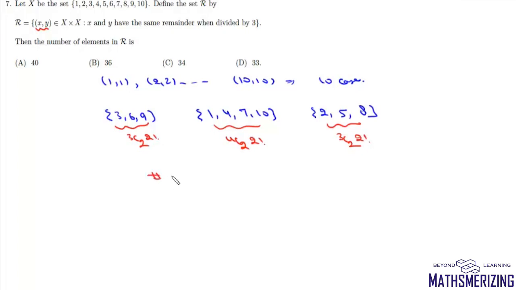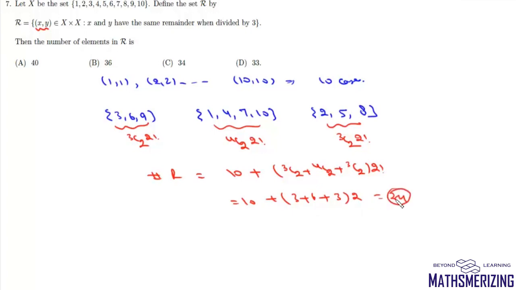So the number of elements in R will be 10 plus (3C2 plus 4C2 plus 3C2) into factorial 2. So it'll be 10 plus, now this is (3 plus 6 plus 3) into 2. So there'll be 12 into 2, 24. 24 plus 10 is 34. And that's your option number C.